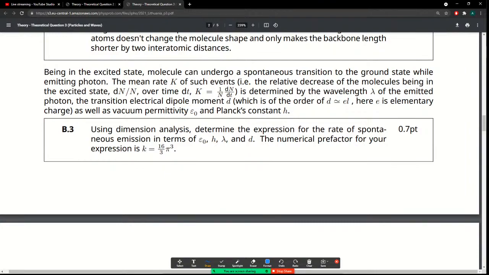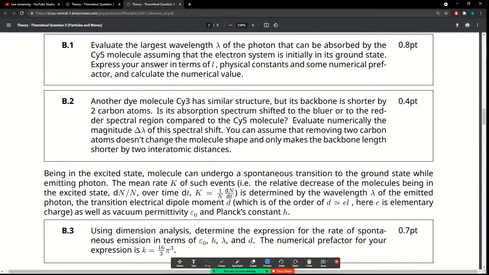Using dimensional analysis, determine the expression of the rate of spontaneous emission in terms of epsilon naught, h, lambda, and d. The numerical prefactor of your expression is 16 pi cubed over 3. They have given 0.7 points for just dimensional analysis. Yeah, that's weird.